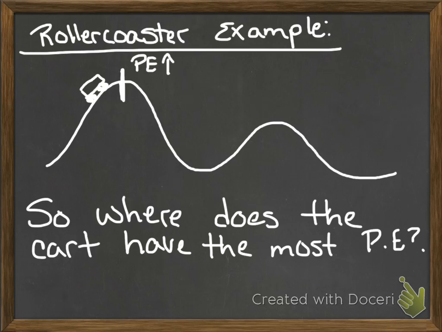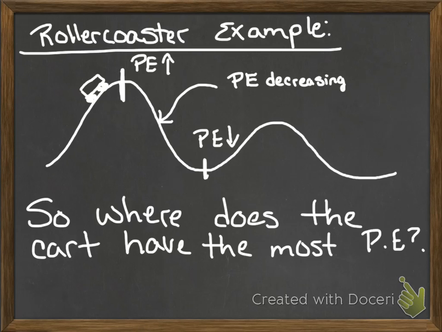So where is there not very much potential energy? Well, right there's not very much potential energy because the height's pretty much zero. So we would say there it basically has zero potential energy. What about right there? Right there it's going to have some potential energy because the height, it's about halfway up the hill. It's got some height, right? So it does have potential energy, but the potential energy there is decreasing.